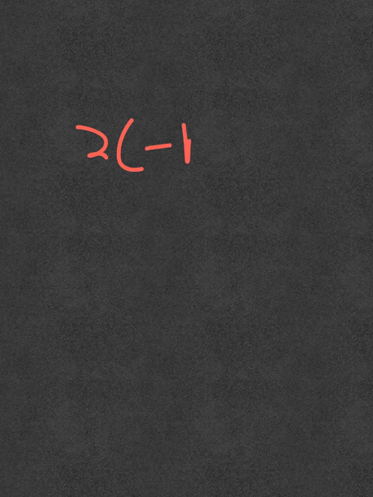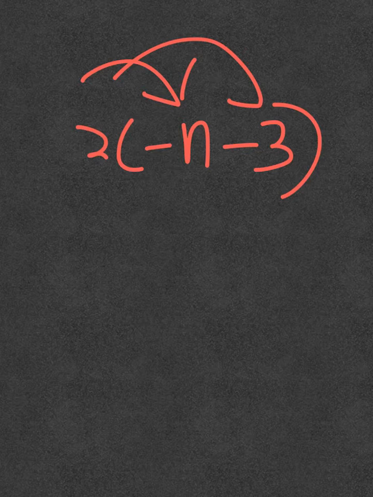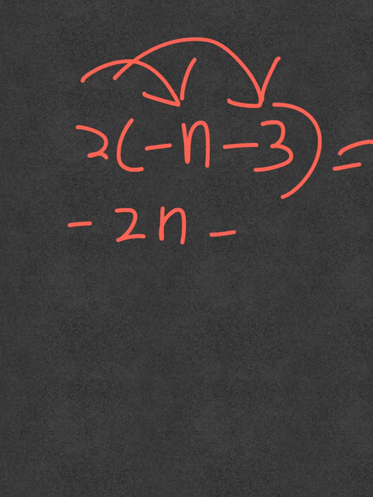To start, we will multiply 2 to the negative n and then to the negative 3, which will leave us with negative 2n minus 6.